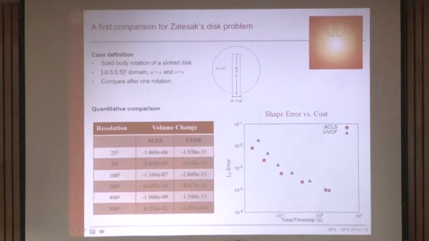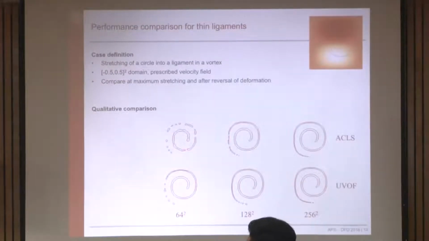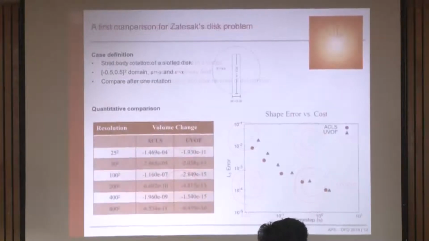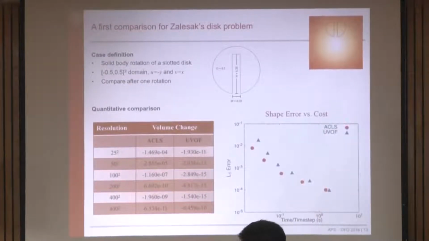ACLS, it's not going to be 0. We have a profile thickness. We don't conserve the quantity that is exactly the volume under the isosurface. We conserve something that's close. But the resulting conservation error is small, in the order of 10 to the minus 4, 5, and then it goes to essentially machine zero pretty quickly.